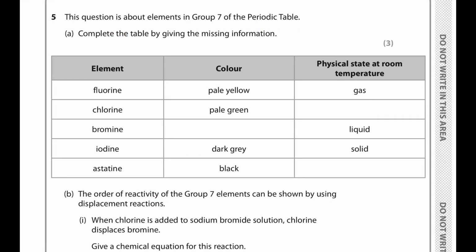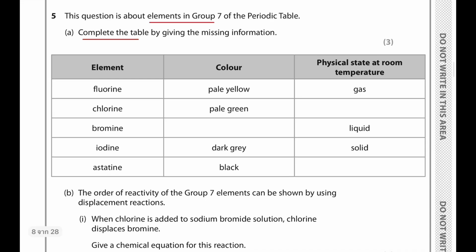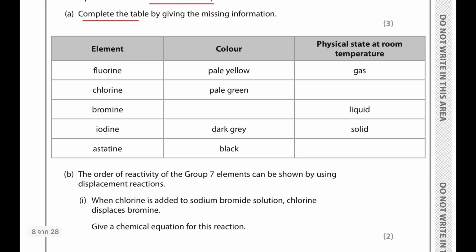Question 5. This question is about elements in group 7 of the periodic table. Complete the table by giving the missing information. So the physical state of chlorine will be gas. The color of bromine is brown. And the physical state of astatine is solid.